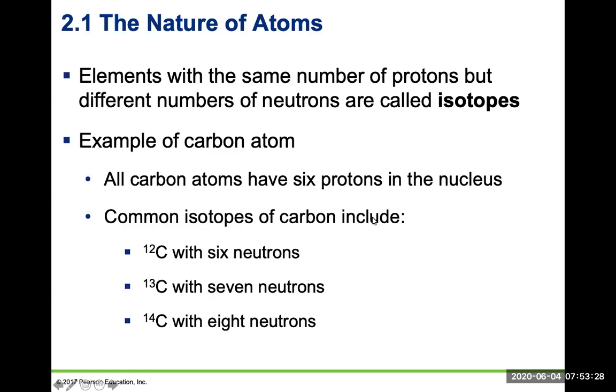Elements with the same number of protons but different numbers of neutrons are called isotopes. An example is the carbon atom. All carbon atoms have 6 protons, but we get different isotopes of carbon atoms that include different numbers of neutrons. So C12, carbon 12, has 6 neutrons because 6 plus 6 equals 12. Carbon 13 has 6 protons and 7 neutrons because 6 plus 7 equals 13. And carbon 14 has 8 neutrons because 6 protons plus 8 neutrons equals 14. So same number of protons but different number of neutrons are called isotopes.